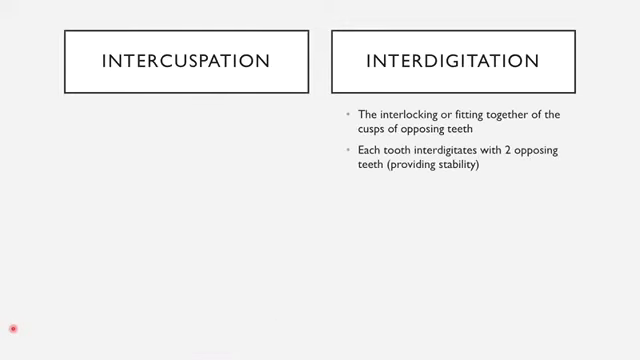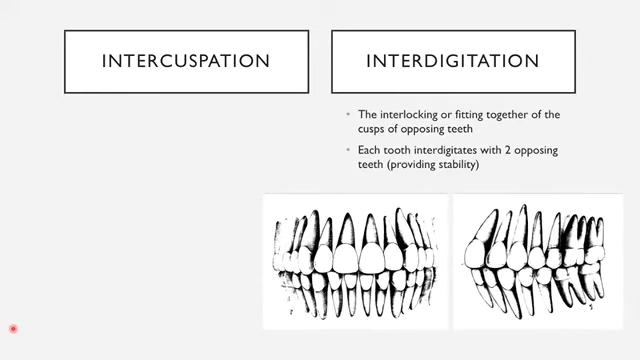And interdigitation is the interlocking or fitting together of the cusps of opposing teeth. And typically we have each tooth interdigitating with the two opposing teeth in that opposite arch. So we can see that here in the photo. Here with this canine, you can see that it is not only occluding with the mandibular canine, but it is also occluding with the tooth behind it.